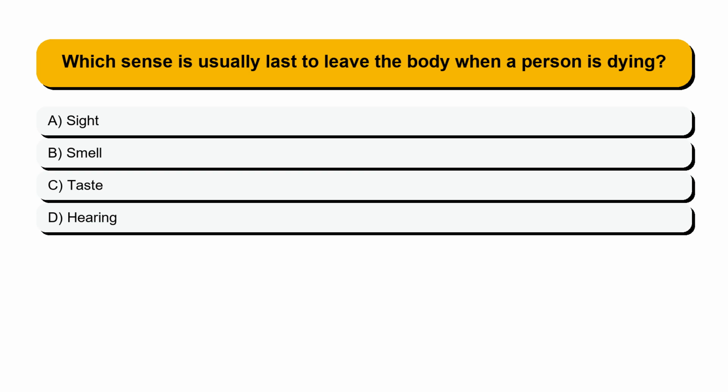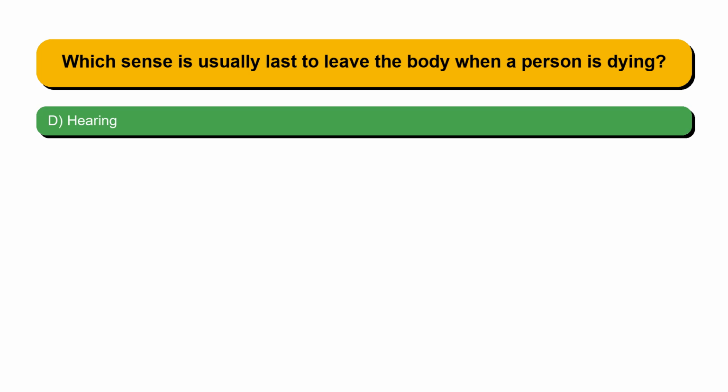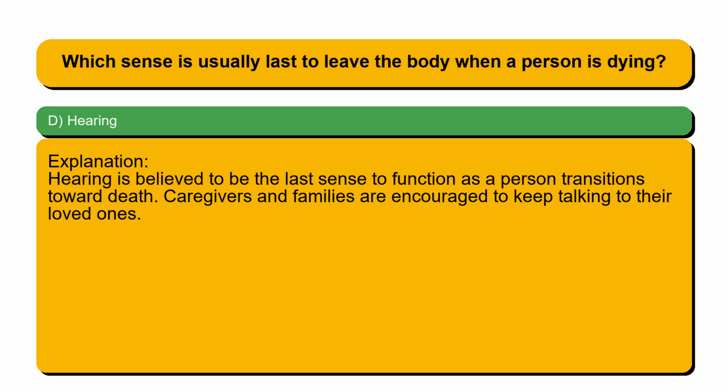Question 75. Which senses usually last to leave the body when a person is dying? Option A, sight. Option B, smell. Option C, taste. Option D, hearing. The correct answer is option D, hearing. Hearing is believed to be the last sense to function as a person transitions toward death. Caregivers and families are encouraged to keep talking to their loved ones.